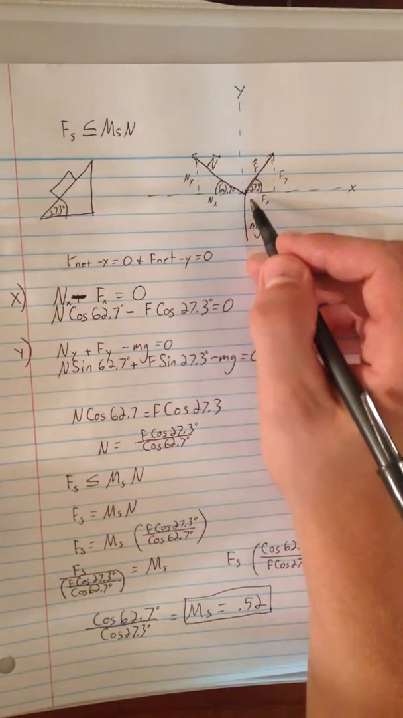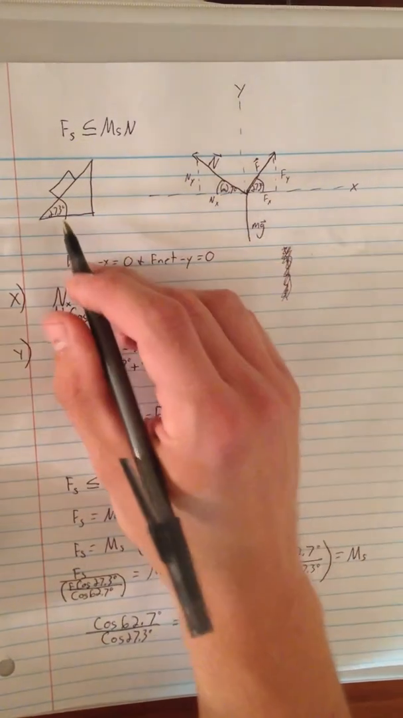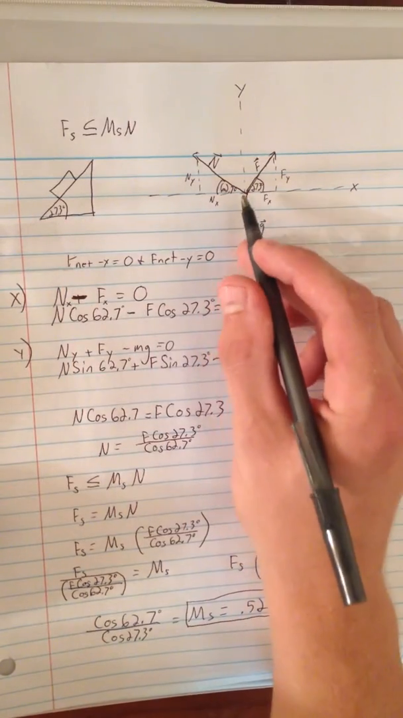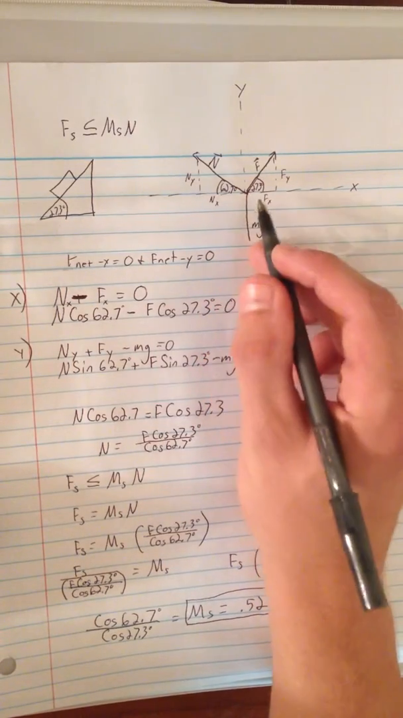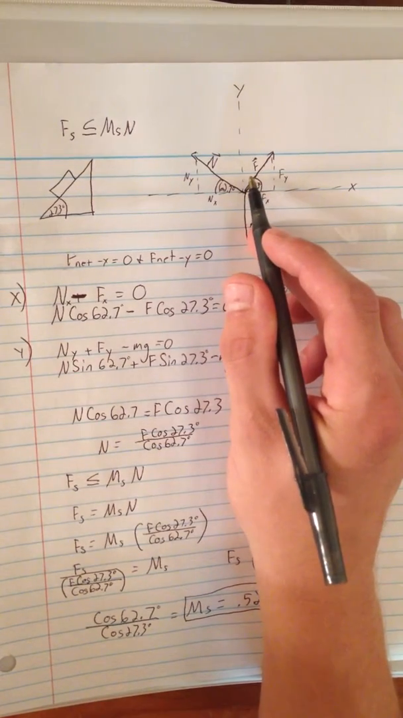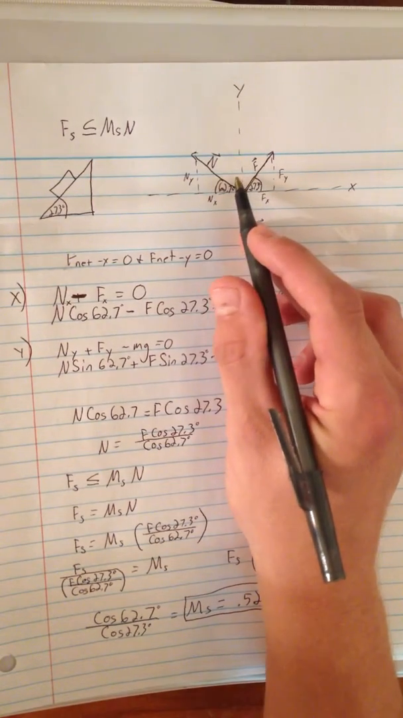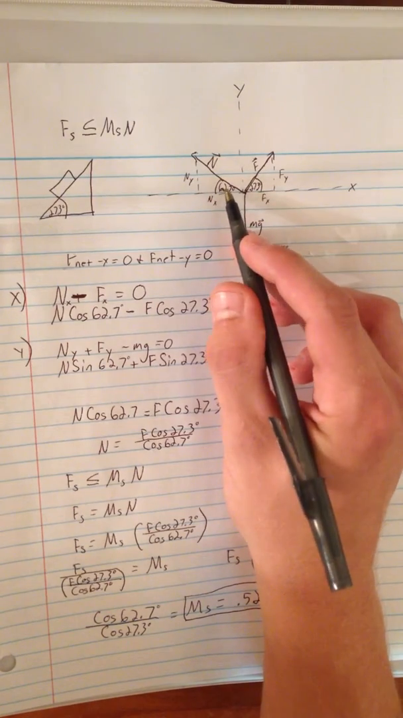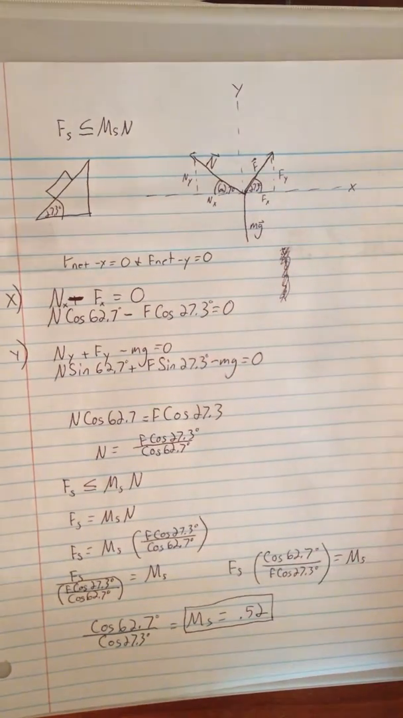We know this is a 27.3 degree angle just by using basic geometry. This angle extending is going to be the same as this one right here. So now we know that this is 27.3, so this has to be 62.7, and then vice versa for 27.3 and 62.7. Okay, now let's start the problem.